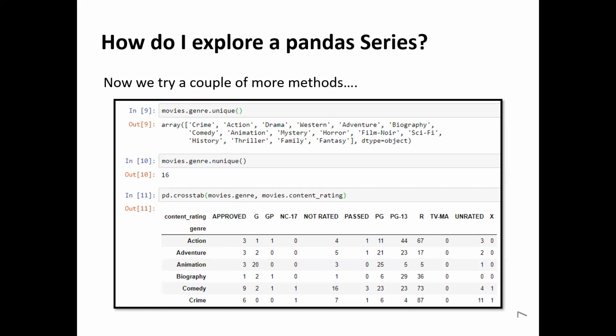Now, let's get to movies.genre and say, show me the unique values that we have. It's going to show you those unique 16 genres that we have. And if you say nunique, it's going to show you the number of unique values that we have. So we have 16 unique values.